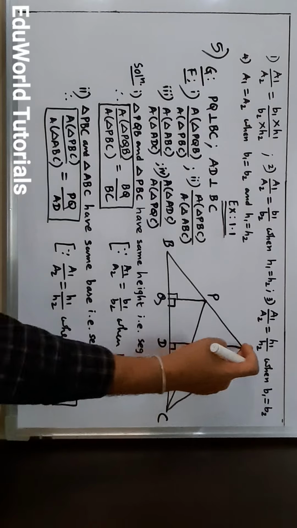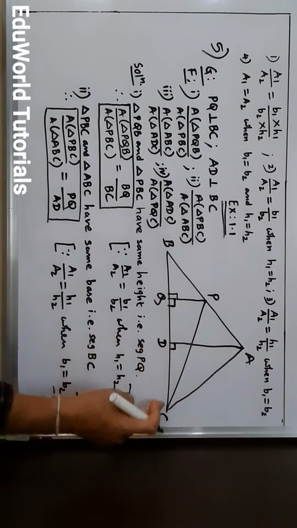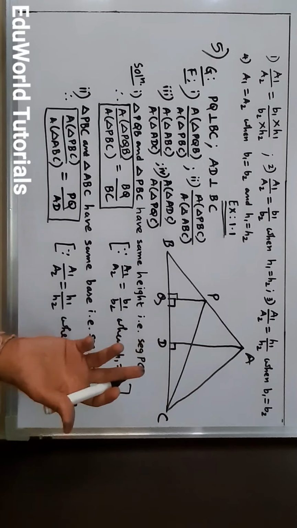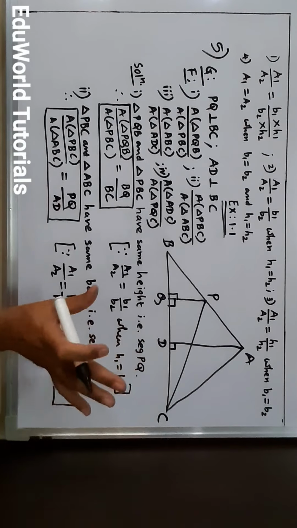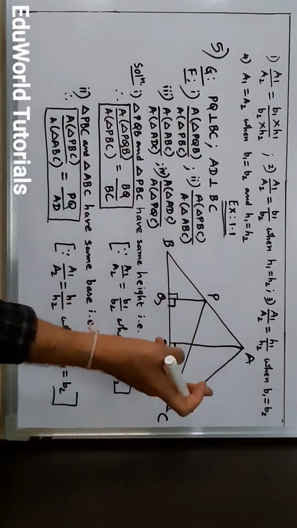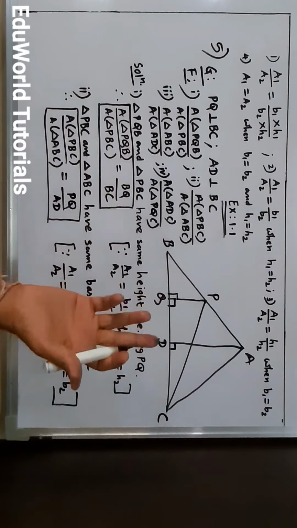BC is the base, AD is the height. Area of triangle ADC, area of triangle ADC. BC is the base and AD is the height. Now you are smart enough to understand what is same in both of them. Accordingly, you will apply the respective property, whichever is fitting with this, and you will solve.